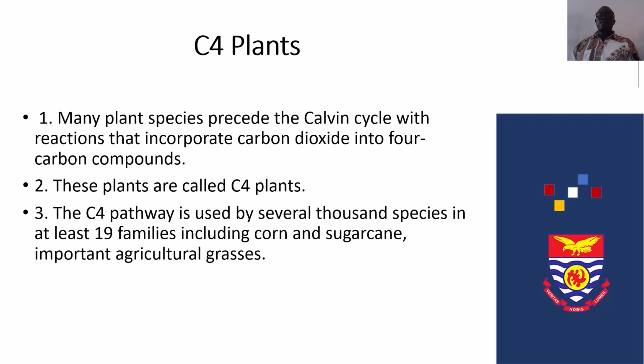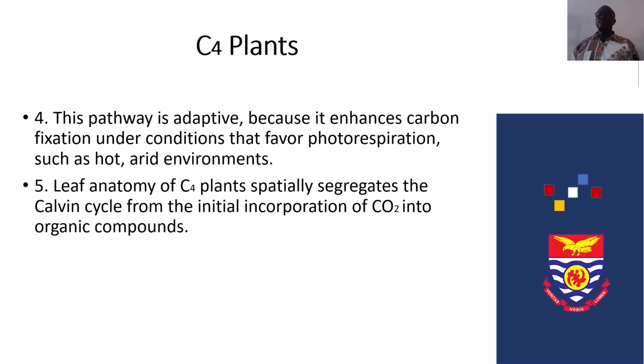Many plant species precede the Calvin cycle with reactions that incorporate carbon dioxide into 4-carbon compounds. These plants are called C4 plants. The C4 pathway is used by several thousand species in at least 19 families, including corn and sugarcane, important agricultural grasses. This pathway is adaptive because it enhances carbon fixation under conditions that favor photorespiration, such as hot, arid environments.